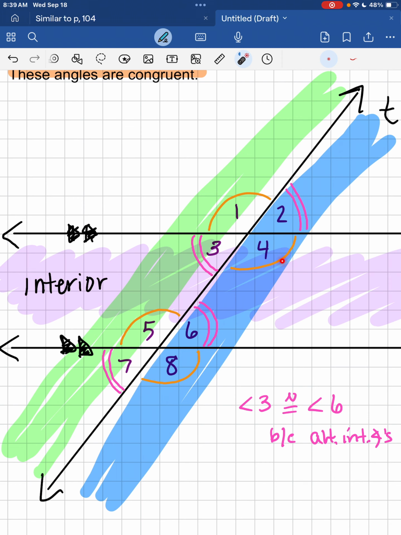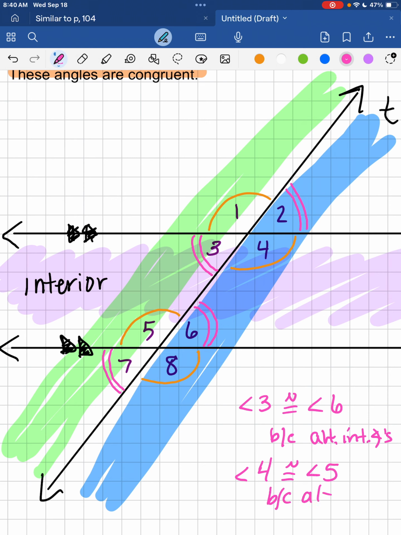So then also, real quick, angle 5 is on the opposite side of angle 4. They're both on the interior. They are alternate interior angles. And look, they're the same color. That means they are congruent. So, angle 4 and angle 5 are congruent because they're alternate interior angles.